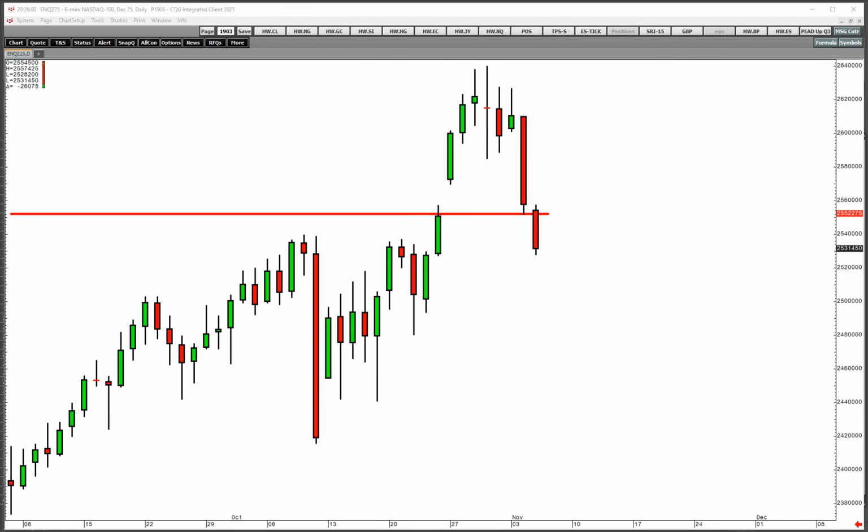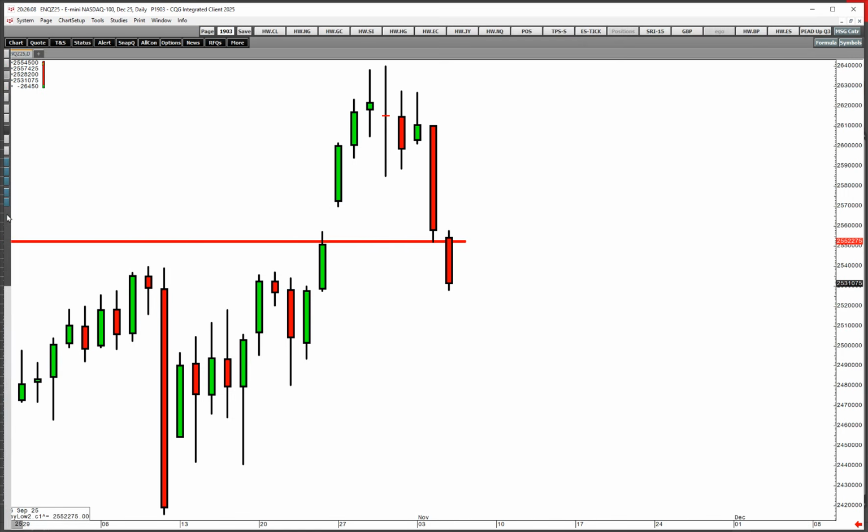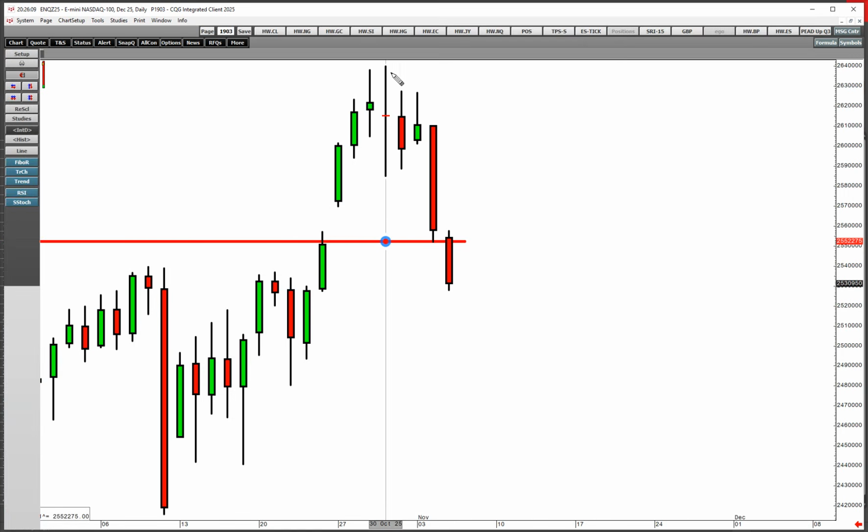Good evening, it's Quantrade Edge, and today I wanted to show you our classic 4x pattern, and we had a really good example of it in the NASDAQ today.